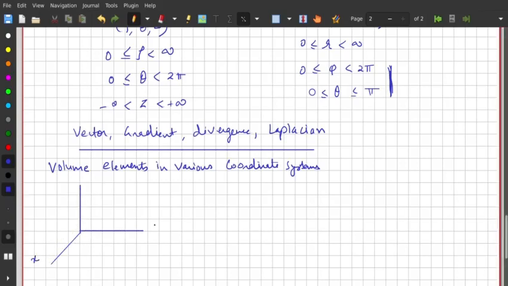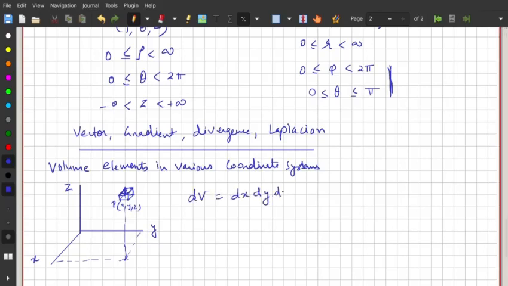We have this x, y, z, and this was the point, let's say P, given by x, y, and z. So a small elementary volume at that point P will look something like this. It's a cuboid, and that elementary volume dV has magnitude dx, dy, dz.